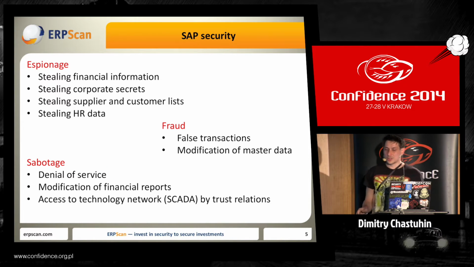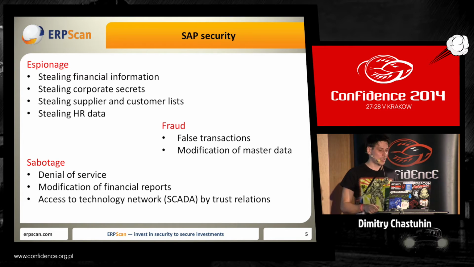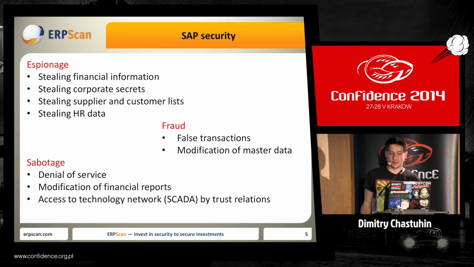SAP security. What goals do attackers often have? Espionage, fraud, and sabotage. First of all, espionage: stealing financial information, corporate secrets, supplier and customer lists, some HR data. Second one, fraud, like a false transaction or modification of master data. And finally sabotage: some kind of denial of service attack, modification of financial reports, and of course access to the internal corporate network and to other internal systems like SCADA, using trust relationships.